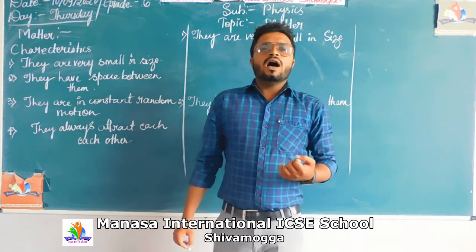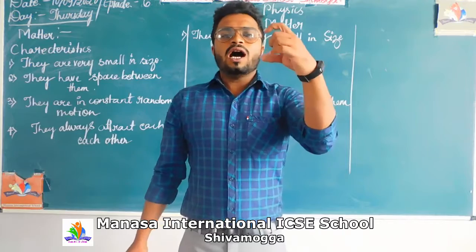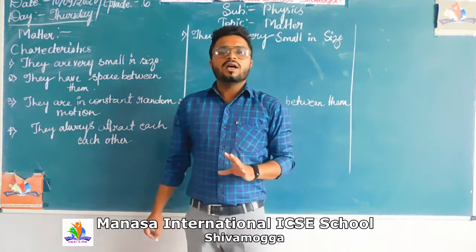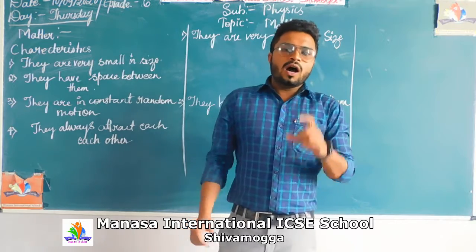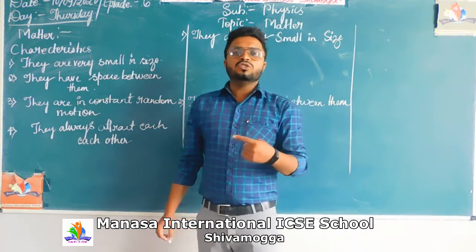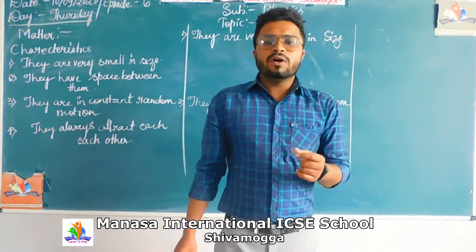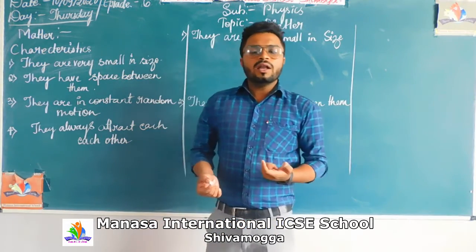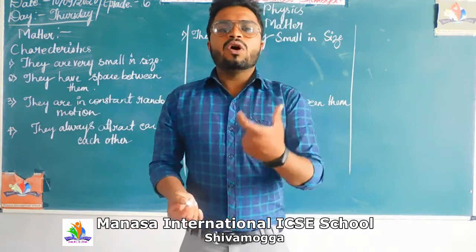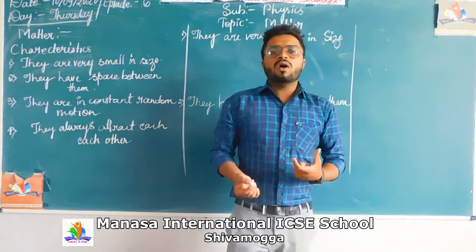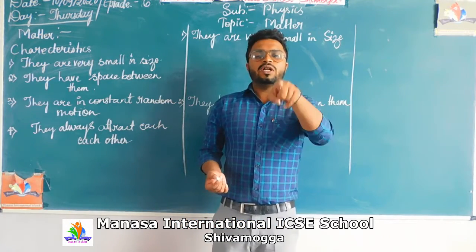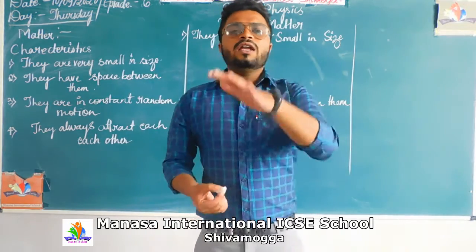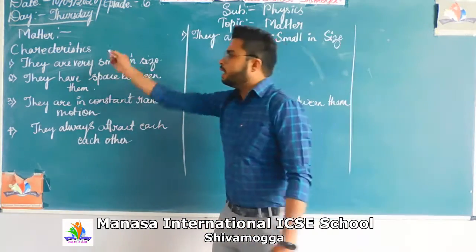Okay? And we have studied about atoms. Matter is made up of a very large number of tiny particles, which are called what? Atoms. So water contains millions to billions of small particles, and that is called atoms. What are molecules? One group of atoms, one or more than one atom, is called what? Molecules.